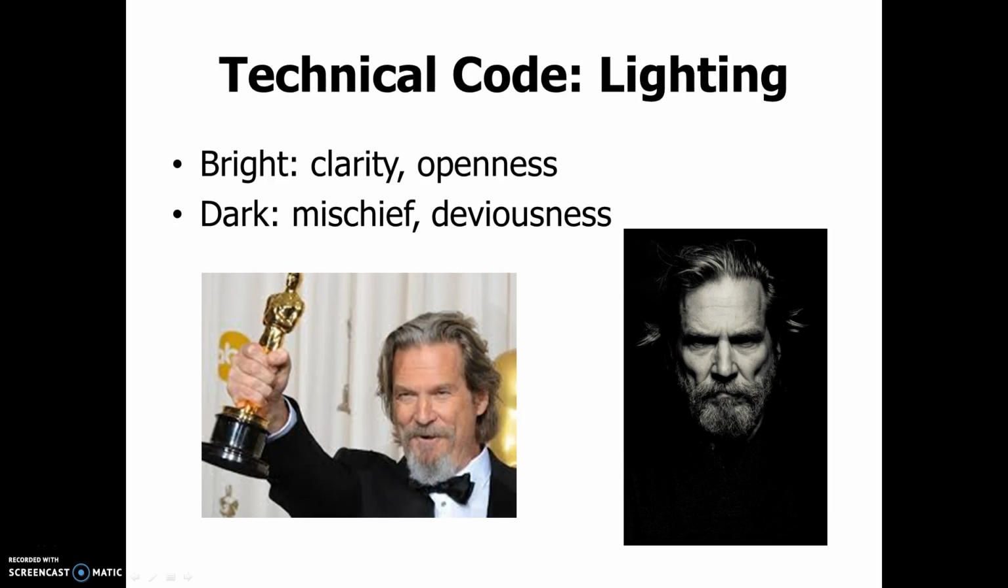And then another technical code is lighting. When lighting in a photograph is bright, like we see here in this image of Jeff Bridges accepting an Academy Award, at least I think that's what it is, we get a sense of clarity and openness in that particular photograph. On the other hand, when the lighting of a photograph is very dark, it tends to convey a sense of mischief or deviousness, because usually we associate dark colors with evil or a sense of malice sometimes.